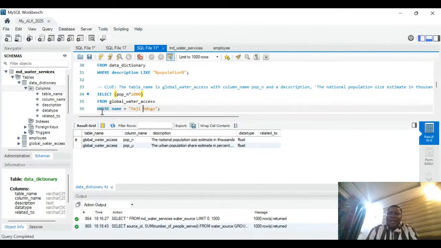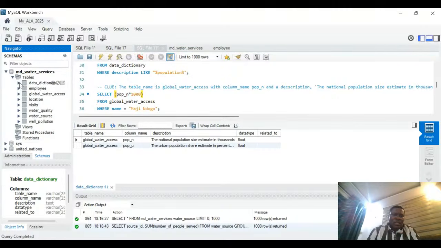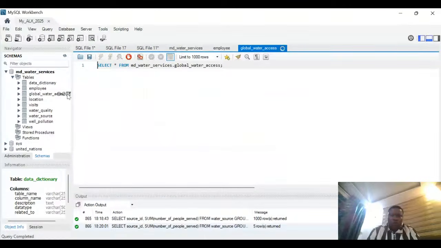We are looking for Maji Ndogo. So we say where name, because if you go to that table, let's go there so that we understand fairly what we are doing. This is a global access table. Sorry, I want to open it so that we see.